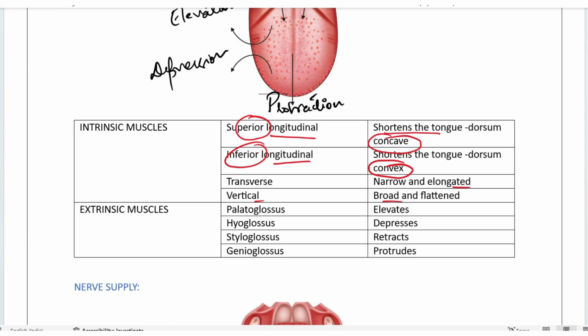Palatoglossus. Now look, wherever palatoglossus is present, above, upper, so it elevates the tongue. Hyoglossus is present below, so it depresses the tongue. Now styloglossus, styloid process is present behind, so it retracts the tongue. Genioglossus, the genial tubercles are present in the front, so it protrudes the tongue. Here, the name of the muscle will give you the action that it does, so it's easy to remember.